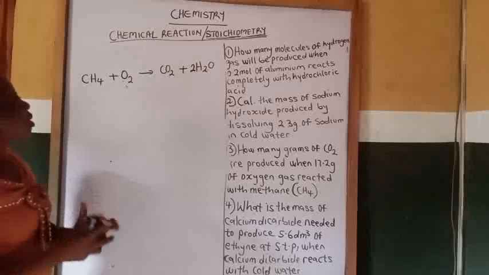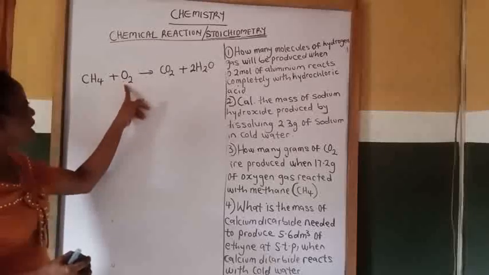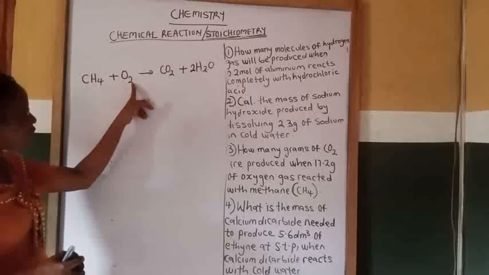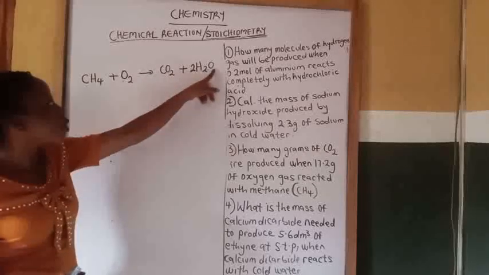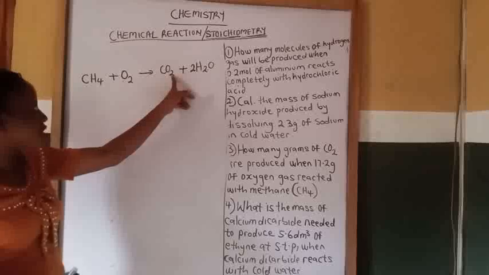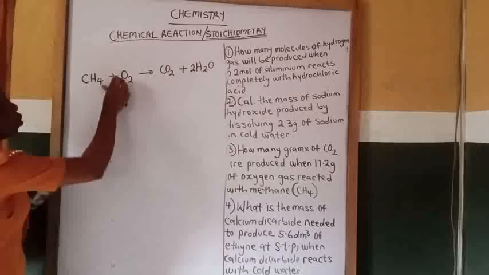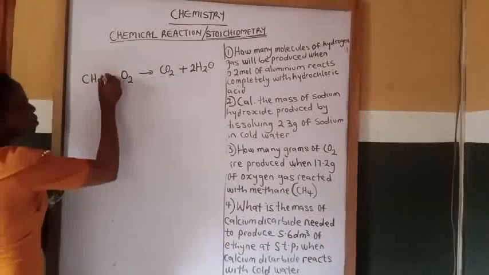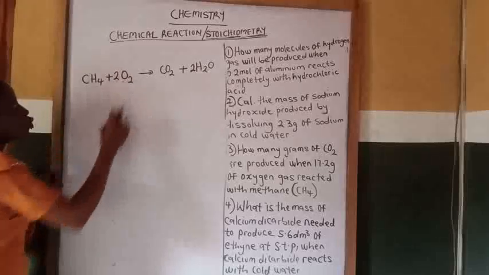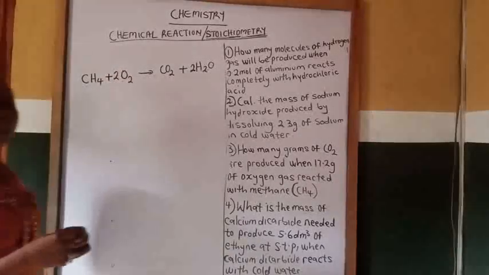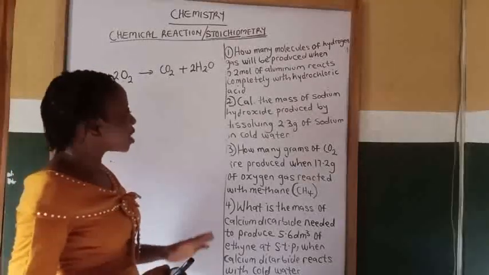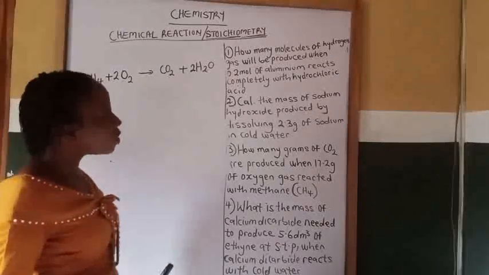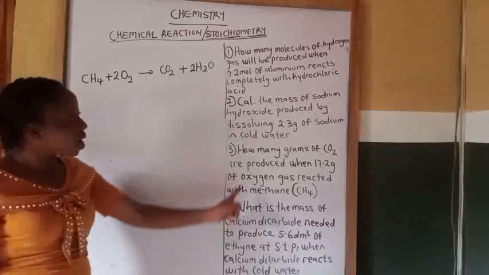Then at the reactant side we have 2 atoms of oxygen. At the product side we have 2 oxygen here plus 2 oxygen here, that's 4. So we have to balance this side with 2, and 2 times 2 gives us 4. So our equation is balanced. What are the substances that will be involved in the calculation? Let's go back to our question now.